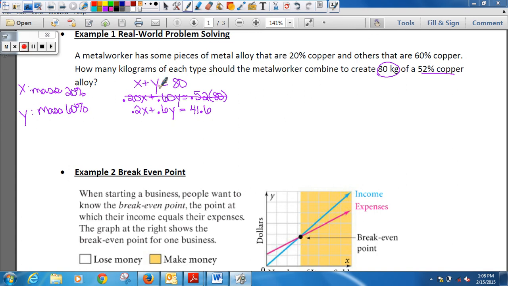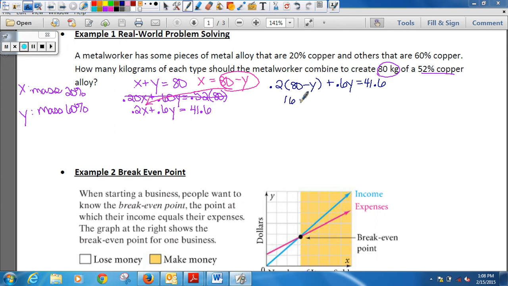So I'm going to get X by itself. So I'm going to say X is equal to 80 minus Y. And I'm going to sub that in for X. So when I sub that in for X, it looks like the following. 0.2 times X, which is 80 minus Y, plus 0.6Y equals 41.6. And now I go ahead and solve this for Y.